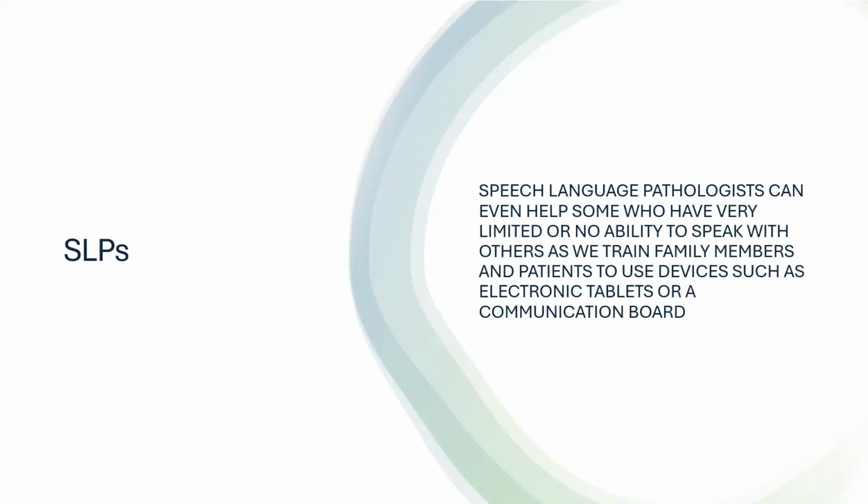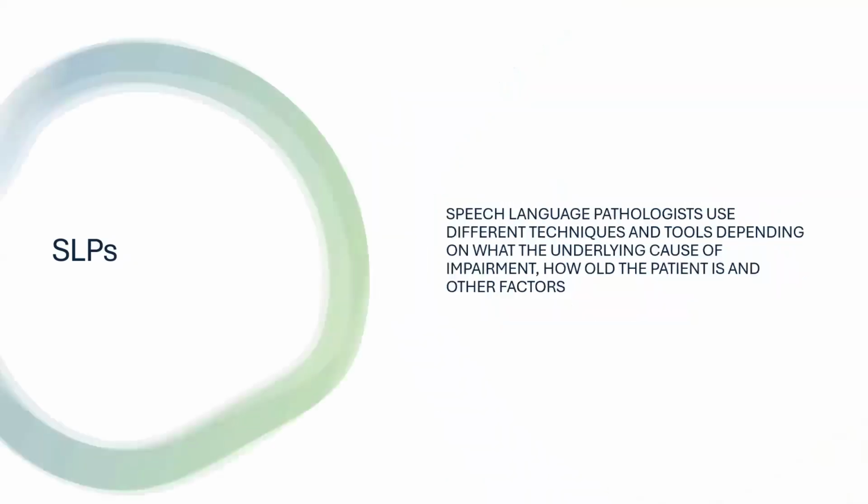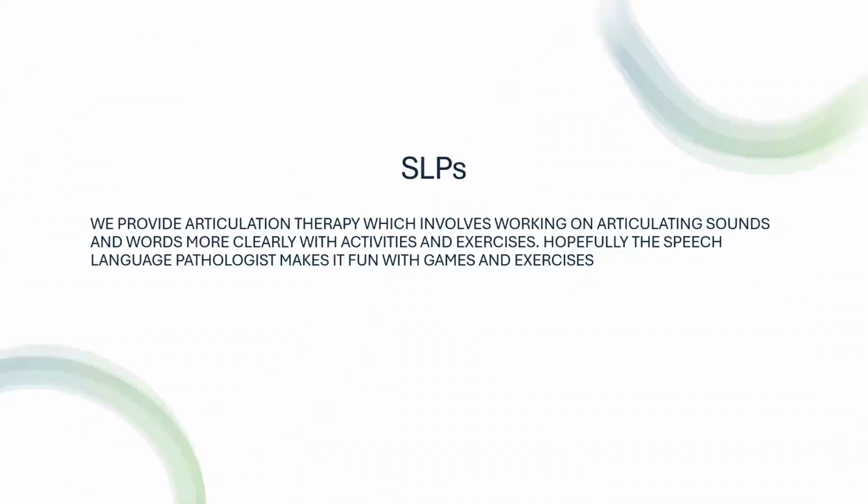Anyway, so we can train family members to use compensatory strategies, or caregivers, or anybody who's in the home to help use devices or the strategies. They provide articulation therapy to young kids. Hopefully it's fun, because if it's not fun, it's not worth doing, right?